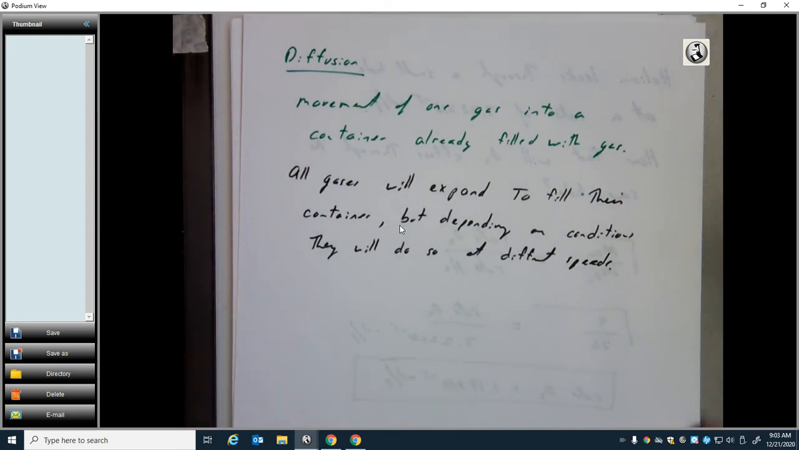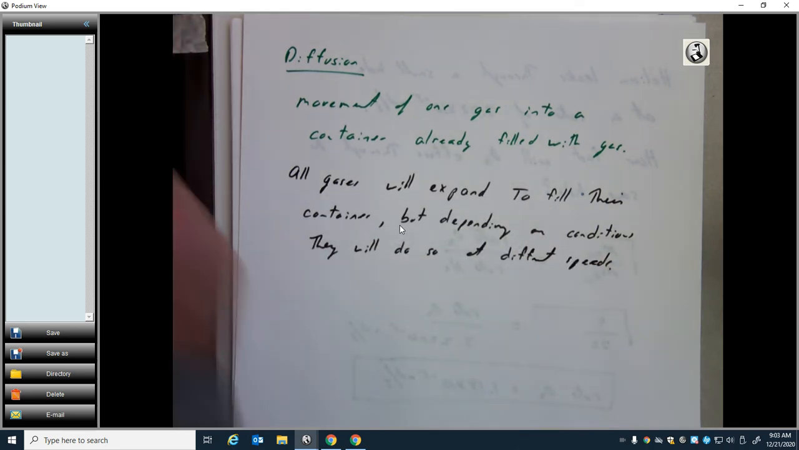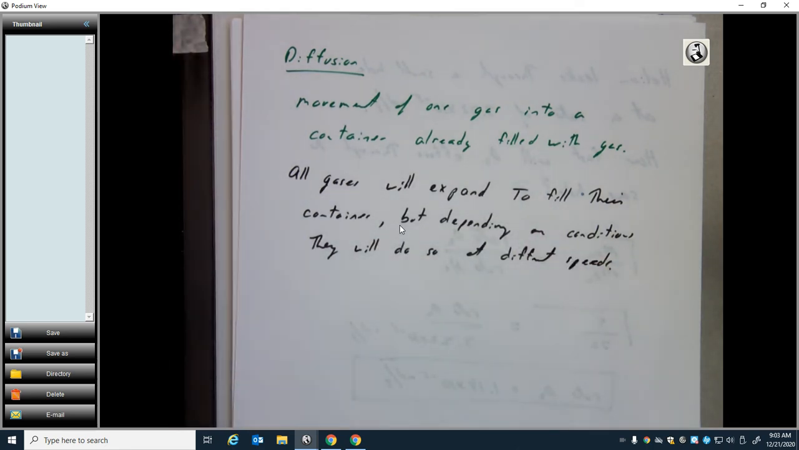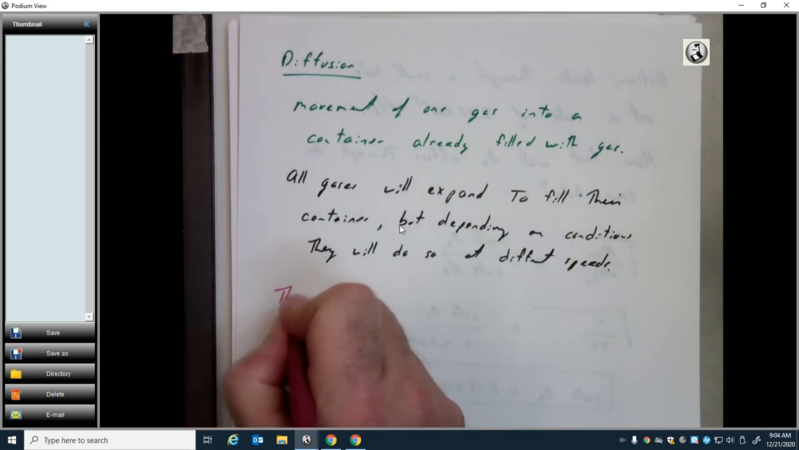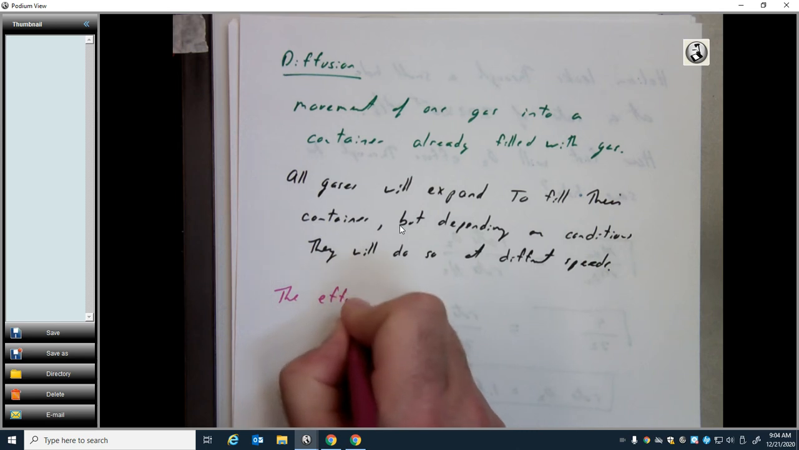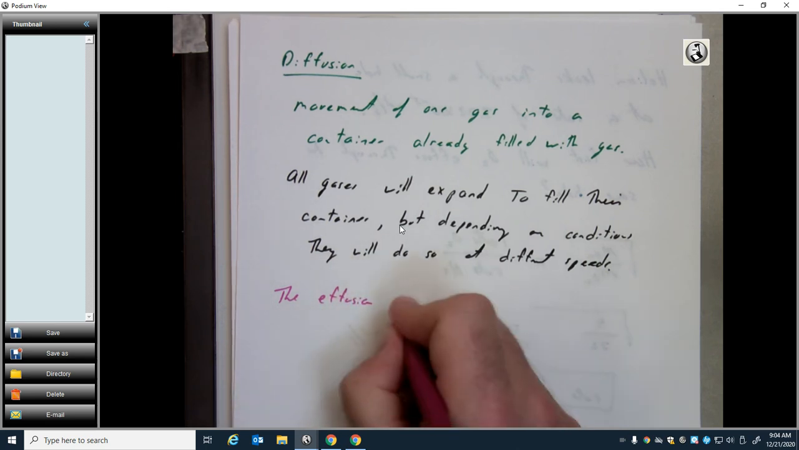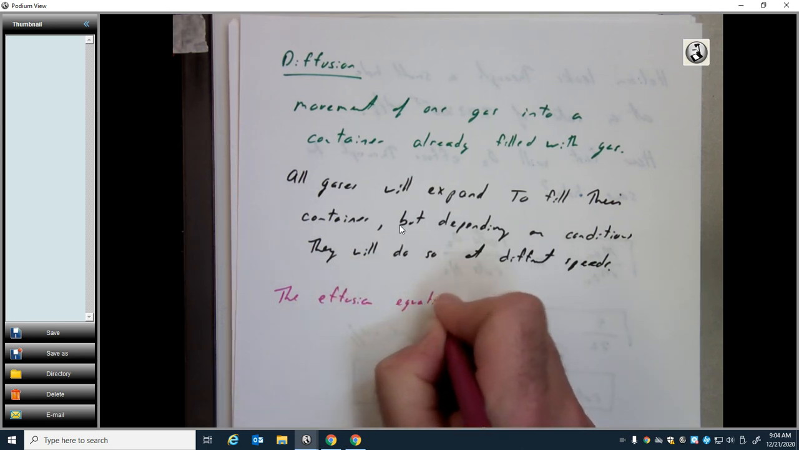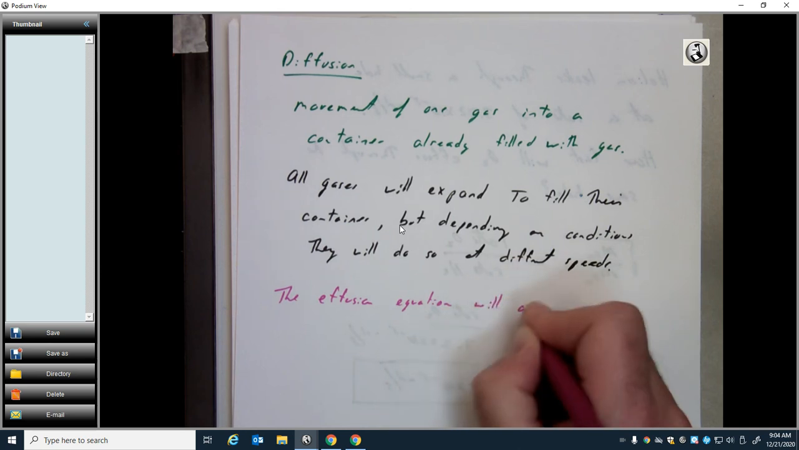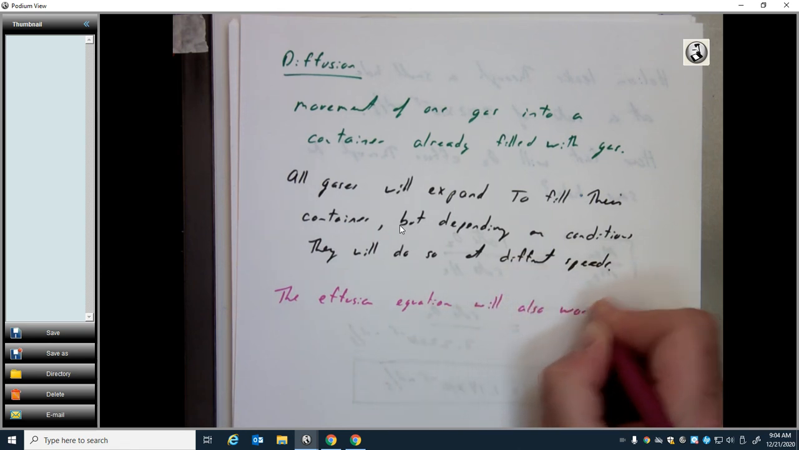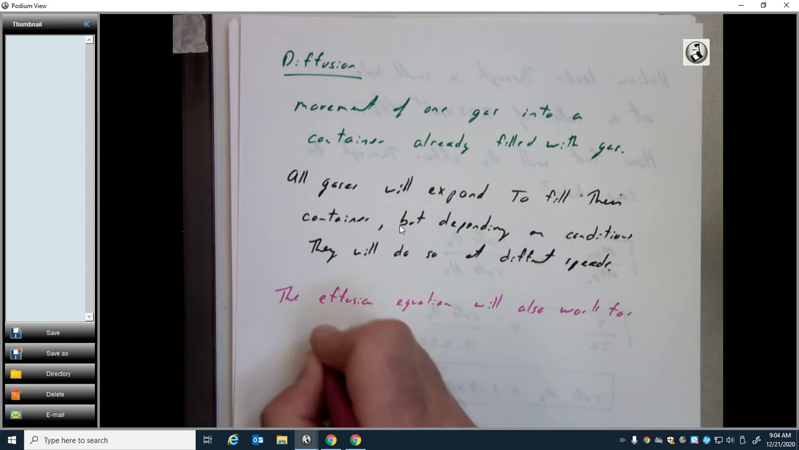Now, in reality, we can use the effusion equation for diffusion. It's not exactly right, but it's close enough. All right, so the effusion equation will also work for diffusion.